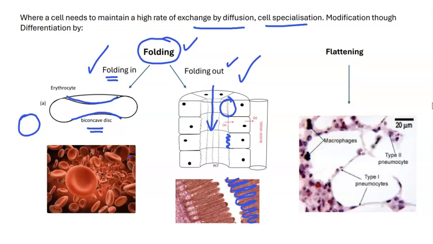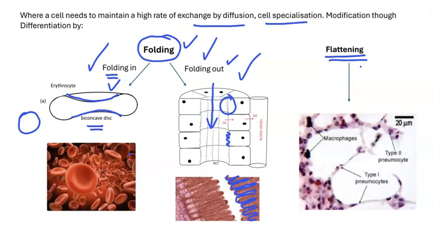So if you want to keep diffusion happening at a higher rate, either you're going to fold the membrane in, or we can fold the membrane out. But another strategy for rapid diffusion is to flatten the cellular structure. And this is very much seen in lung tissue, where the cells of the alveoli are greatly flattened in order to reduce the distance between the oxygen in the air here and the blood cells and the blood supply, which is in the tissue here.